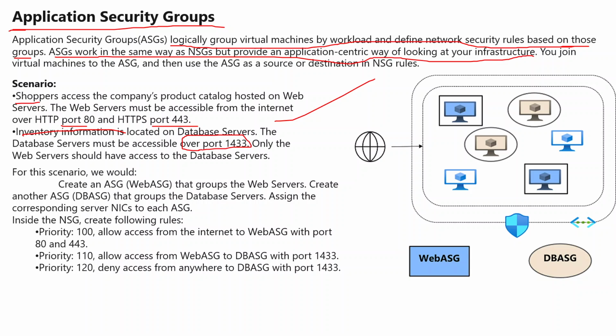So now as an architect, you will create one web ASG for the web servers, and one database ASG for the database servers. Then inside the ASGs, you will create one rule like allow access from internet to web ASG with ports 80 and 443, and allow database access with one more priority. If you give these two priorities, it is enough instead of giving each and every access each and every time. That is the use case scenario here.